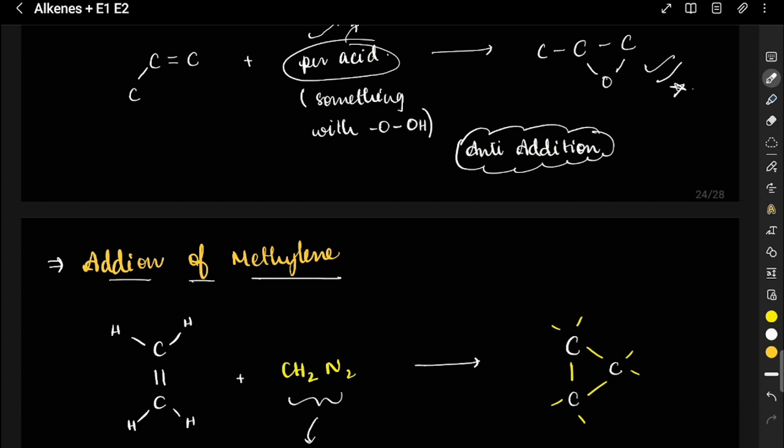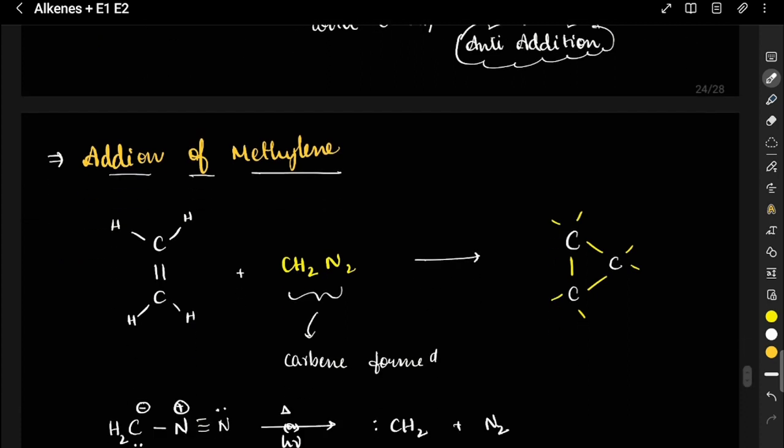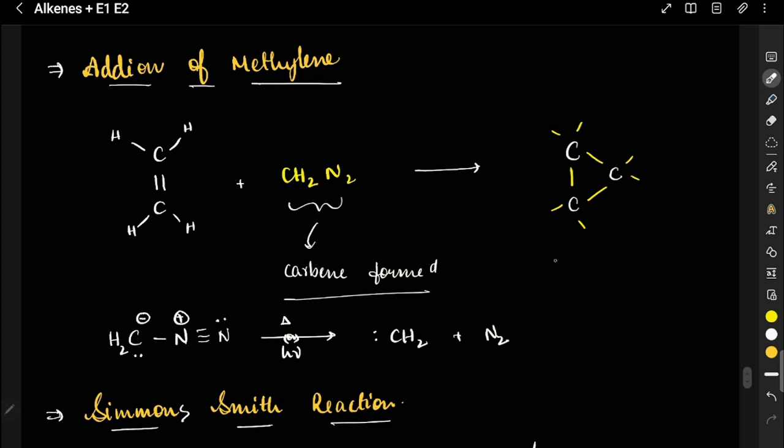Right. Now, addition of methylene. So you are going to take an alkene and then react it with CH2N2. Whenever you see such kinds of compounds, the important thing is that carbenes are formed. What are carbenes? 6 electron carbon systems are called carbenes. And here you can clearly see the 6 electron system: C 1 2 3 4 5 6. So 6 electrons are there.